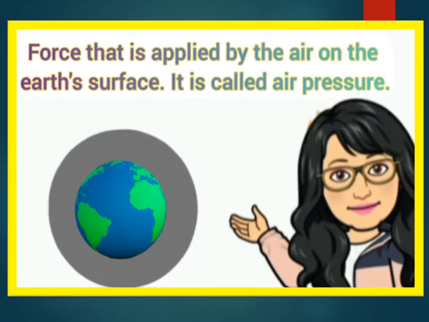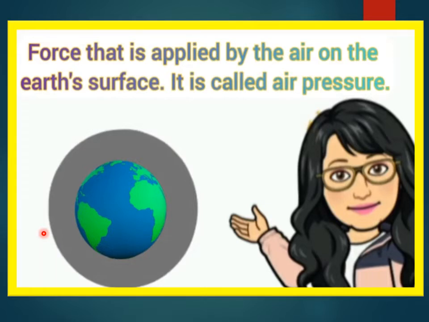Now children, all of you know that air has weight. How do we know that air has weight? If we take two balloons, one which is not filled with air and the other which I fill with air and I weigh it, I find the balloon which I filled with air has weight. So you see, because air has weight, this air weight is pressing on the earth's surface.